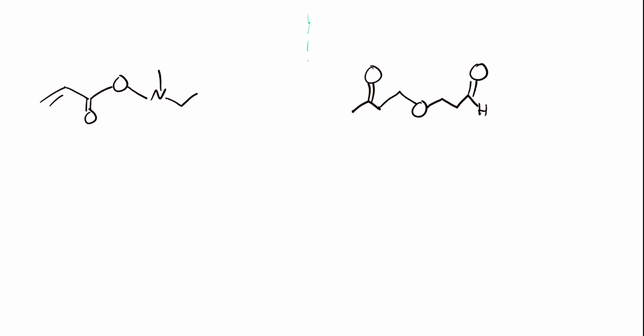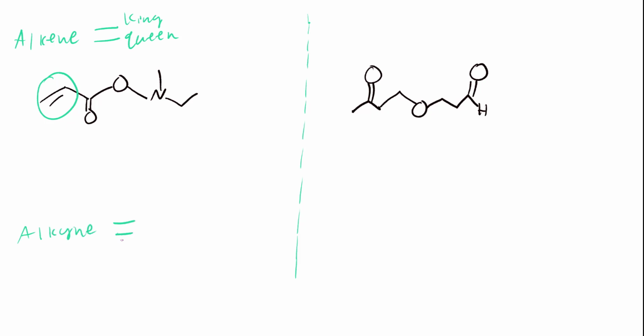For these 2 problems, I want you to identify the functional groups. Alright? Well, this is a pretty easy one right there. That's an alkene, which is a double bond, king and queen. Alkyne would be a triple bond, which is 1, 2, and 3. 3 of a kind. Alkyne, right?